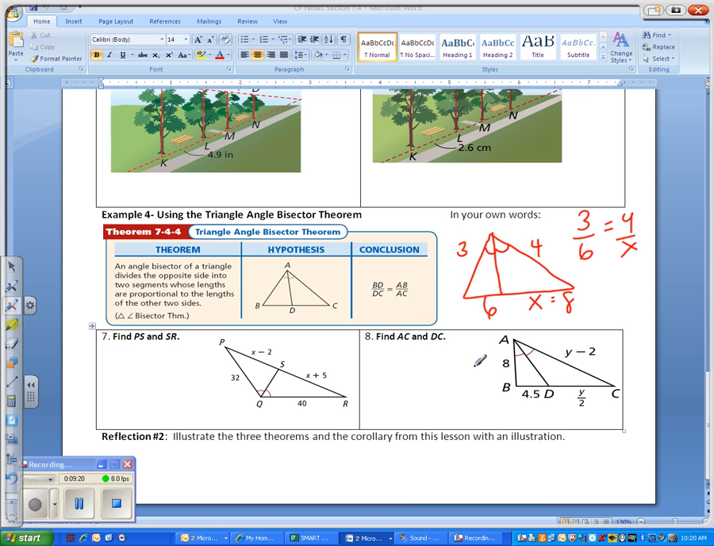So the proportions are going to be a little bit harder for 7 and 8. So for this one, you could say x minus 2 over 32 equals x plus 5 over 40. So I went to this side and then I went to this side on the bottom. That's one way you could do it. And then you're going to have to cross multiply. So 40 times x minus 2 equals 32 times x plus 5. And then you're going to have to distribute. So you're going to get 40x minus 80 equals 32x plus 160.